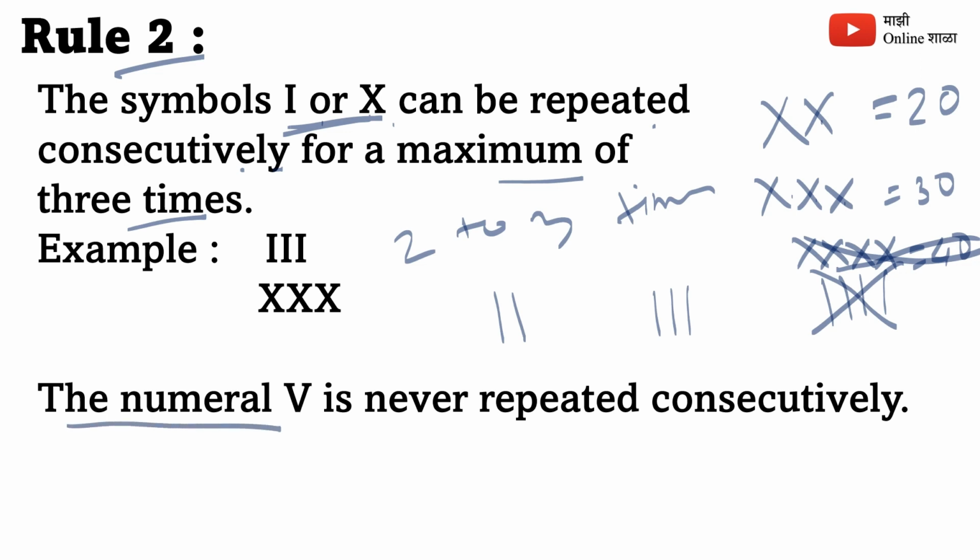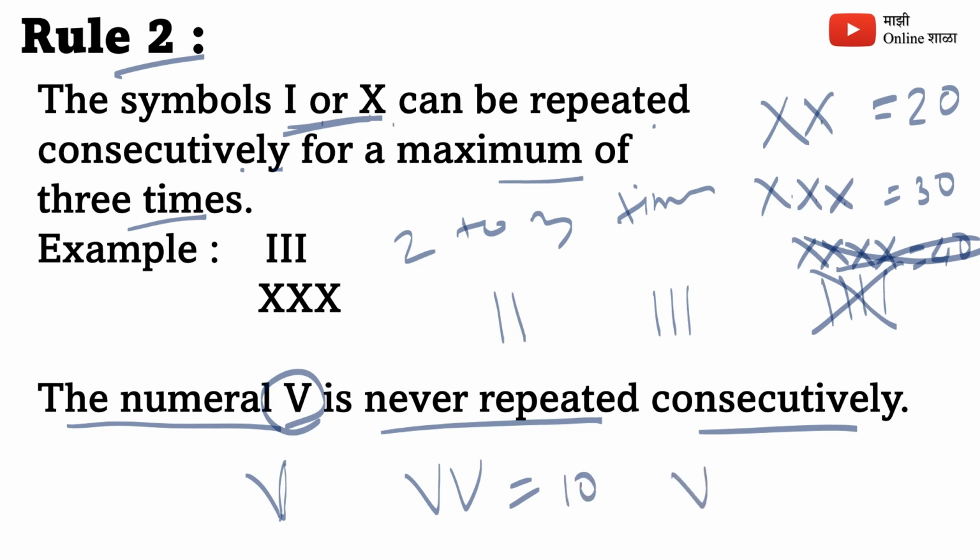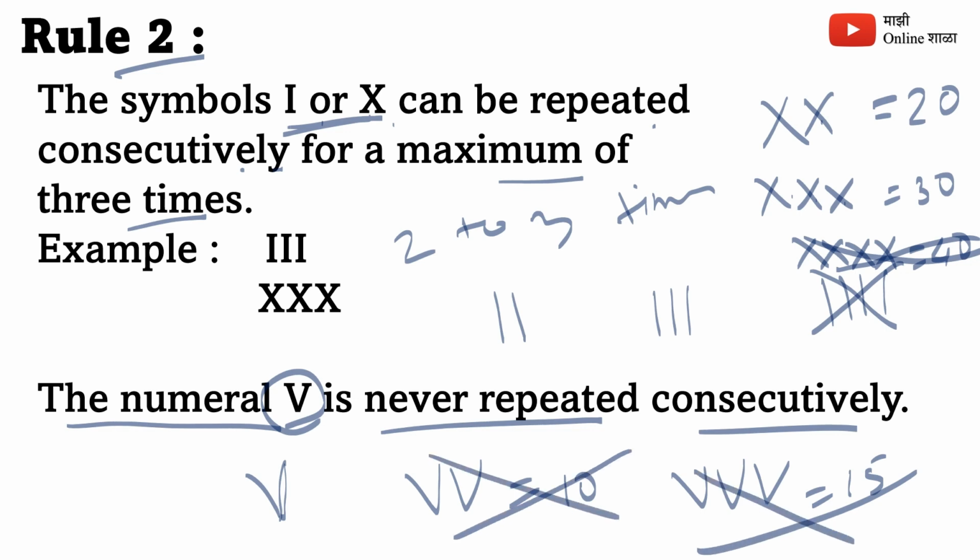Next, the numeral V is never repeated consecutively. Means this V is never repeated. You can never repeat it. You cannot write V V, that is 5 and 5, 10. Or you cannot write V V V, that is 15. This is wrong. You can never repeat the symbol V. So this is rule 2.